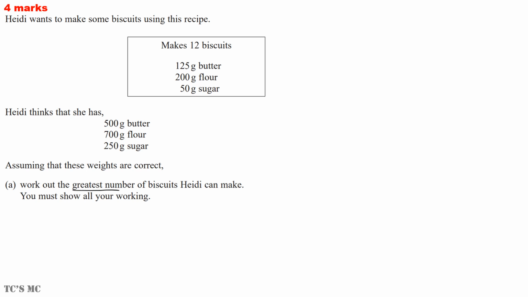I'm first going to start with the butter. She has grams and biscuits. 125 grams makes 12 biscuits. Heidi has 500 grams. To go from 125 to 500, we need to multiply by 4. Do the same to the biscuits. 12 multiplied by 4 is 48. And now we have 1 mark.